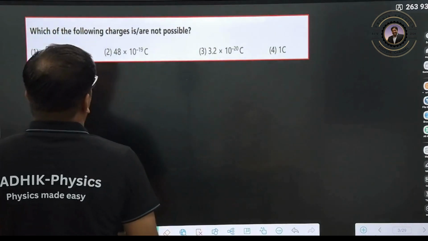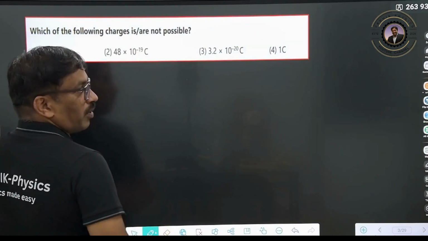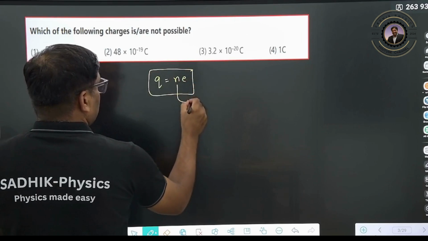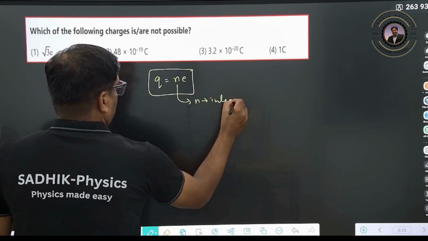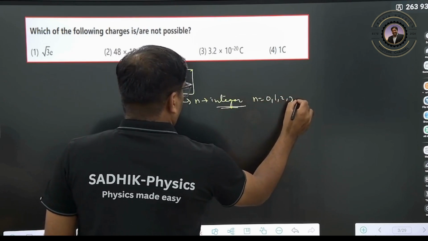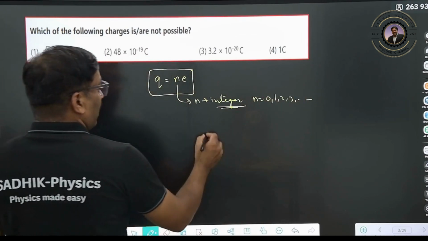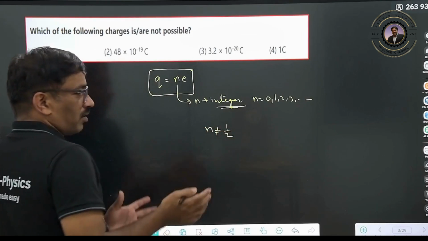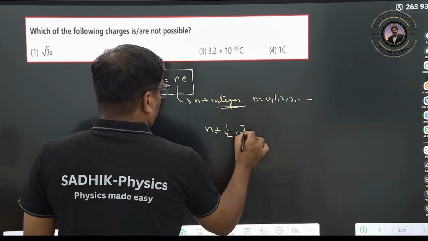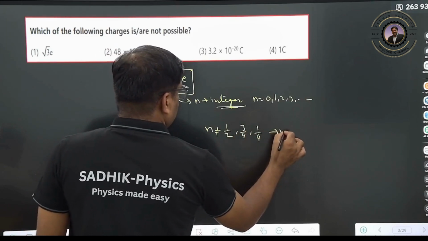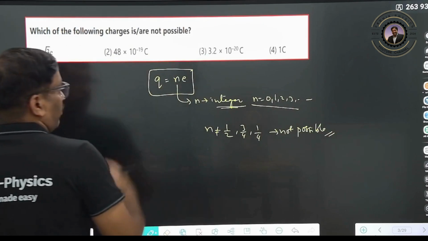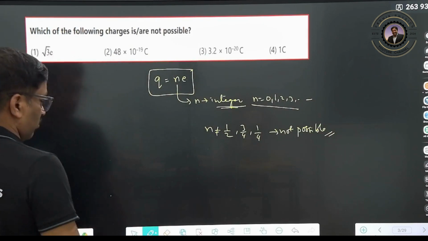Here, which of the following charges are not possible? Not possible means Q equals N into E, where N should be an integer. N should be 0, 1, 2, 3, 4 and so on. It should not be 1 by 2, half an electron, or 3/4 electron. So 3/4 electron or 1/4 electron are not possible. Be careful: if you get a whole number, then it is a possible one. This is one learning point.